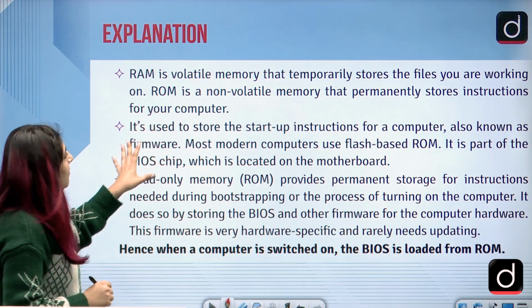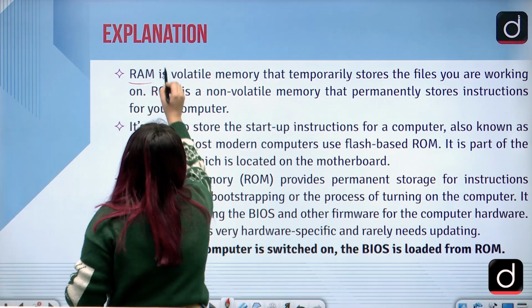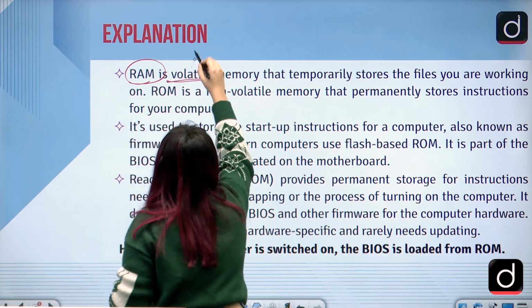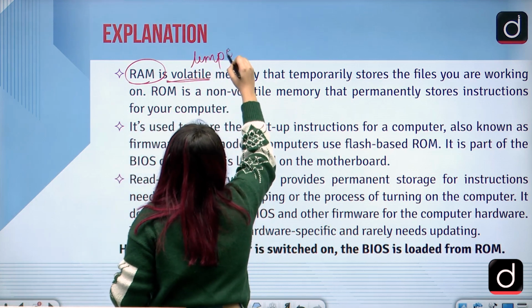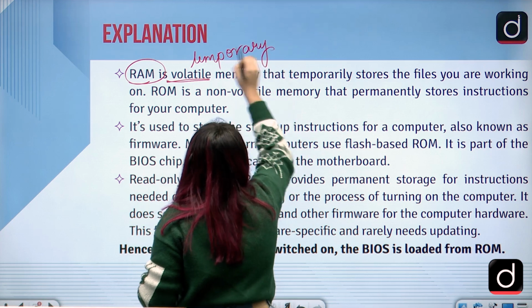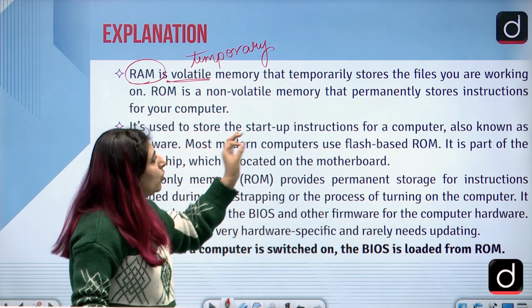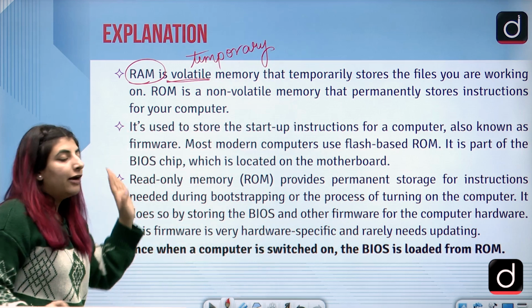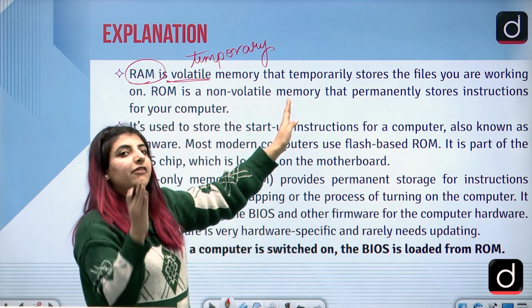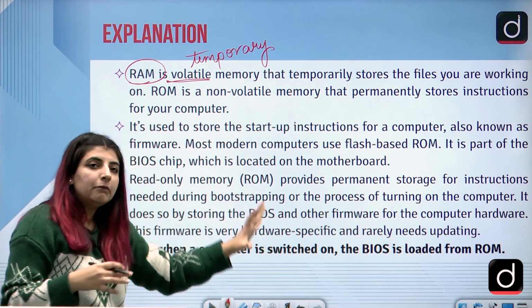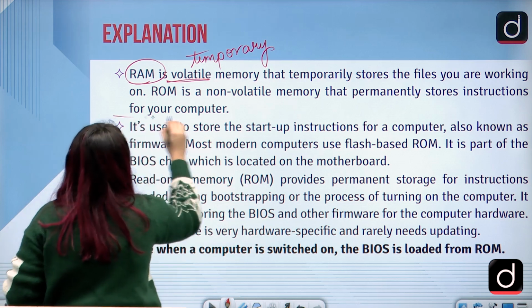It is a volatile memory, right? RAM, if we talk about it, is volatile, that is, a temporary memory, correct? That temporarily stores the file while you are working on it. And ROM is a non-volatile memory, if we compare RAM and ROM, that permanently stores instructions for your computers.